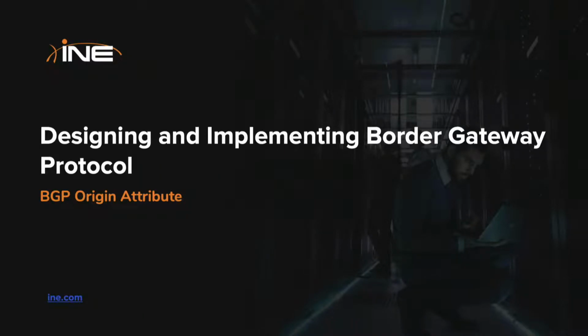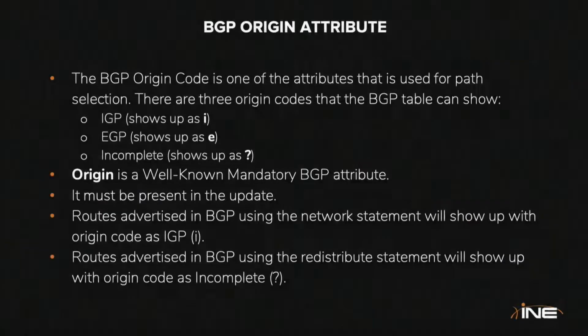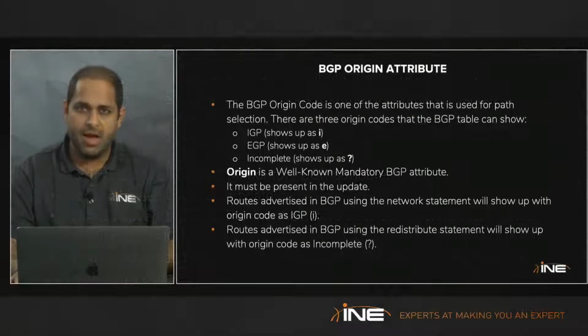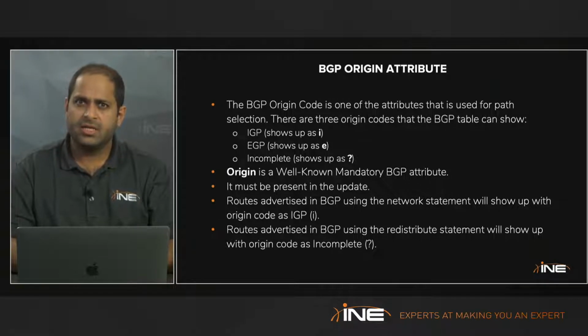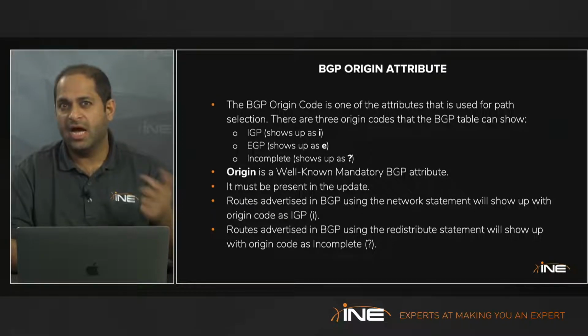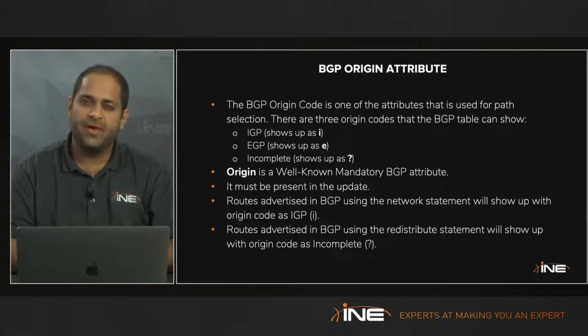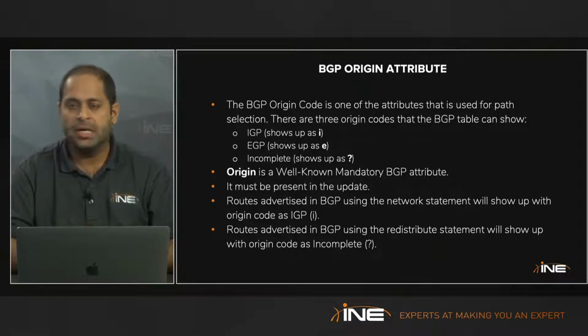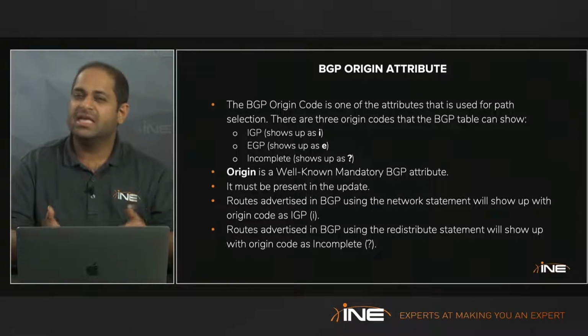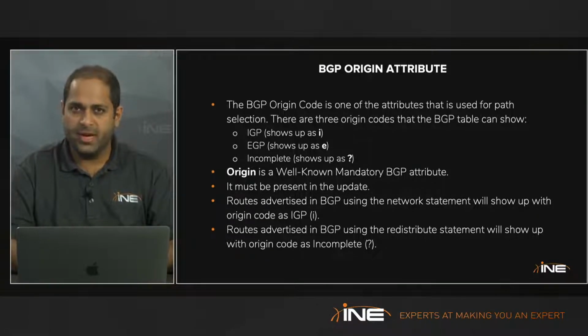Today in this course we will talk about BGP attributes, specifically the origin attribute. As you know, origin is a well-known mandatory attribute; it must be present in the BGP update. There are two different types of BGP origin attributes. We have the IGP, which is I, and then we have incomplete, which is a question mark. We also have the EGP, which is no longer supported by Cisco devices.